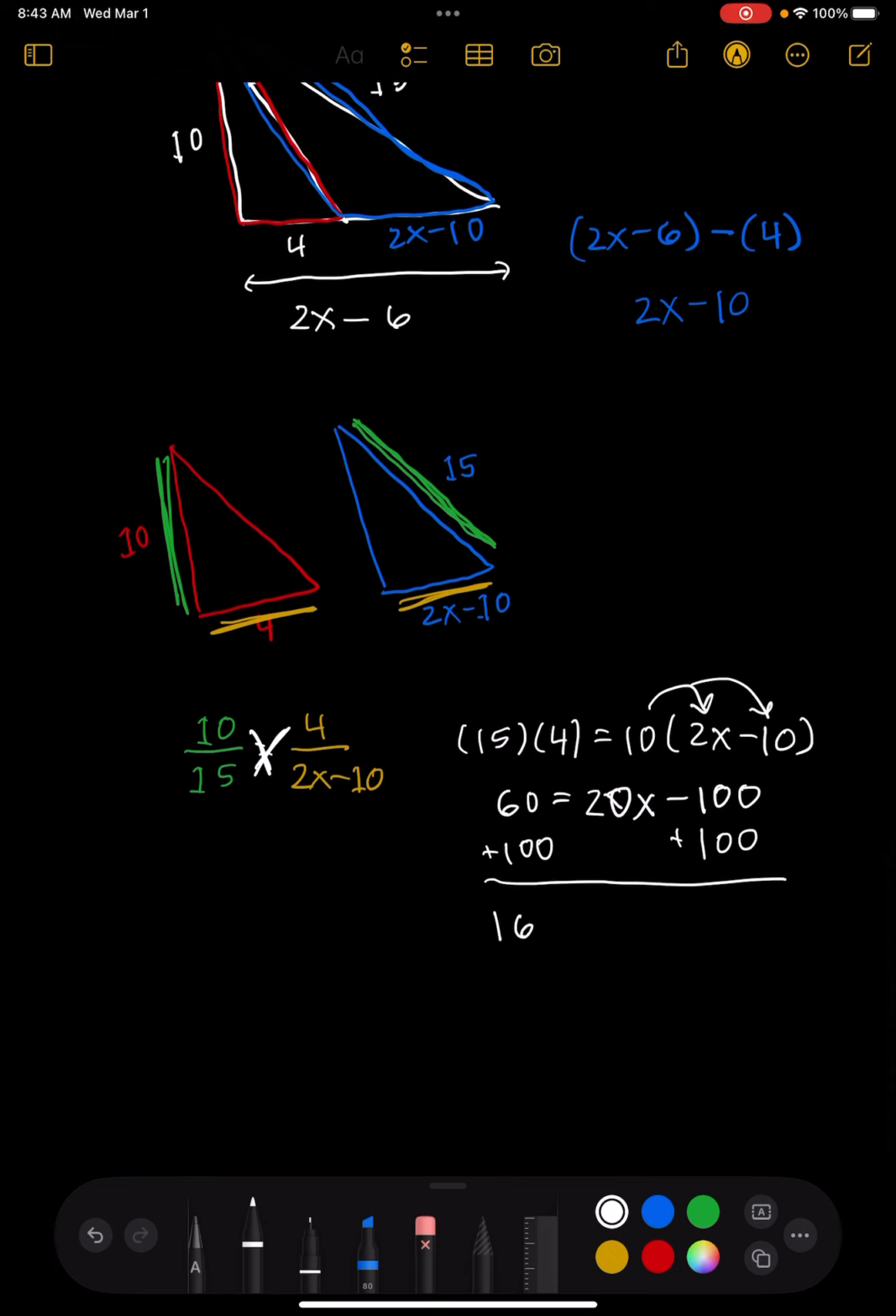You get 160 equals 20x. Then we're going to divide each side by 20 to get the x by itself. You end up with 8. So x is equal to 8 in this case. And there we have it, how to solve special similar triangles.